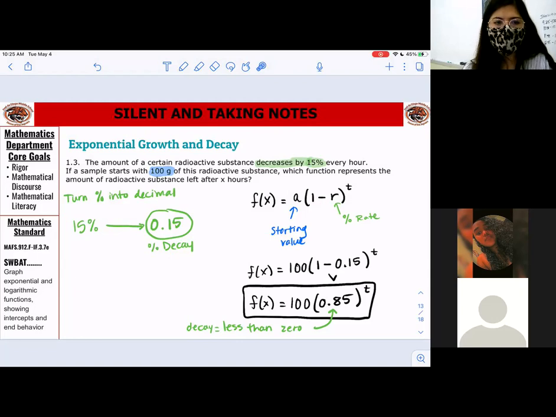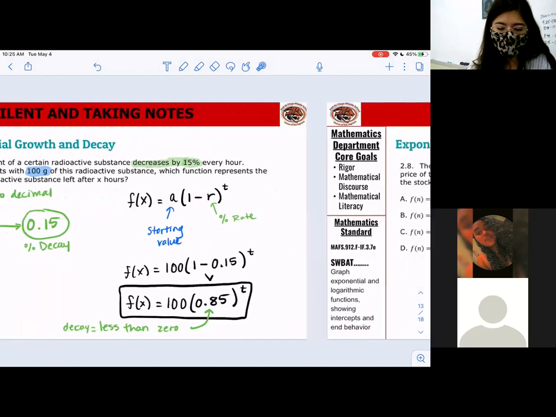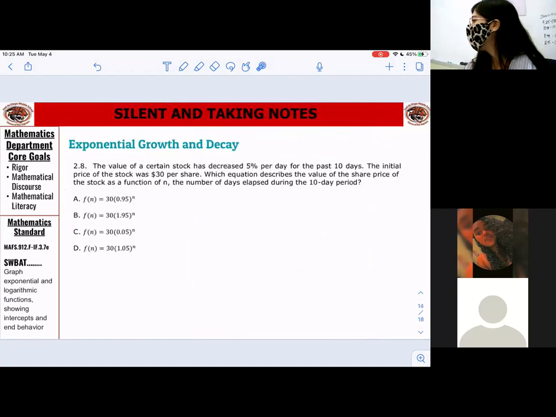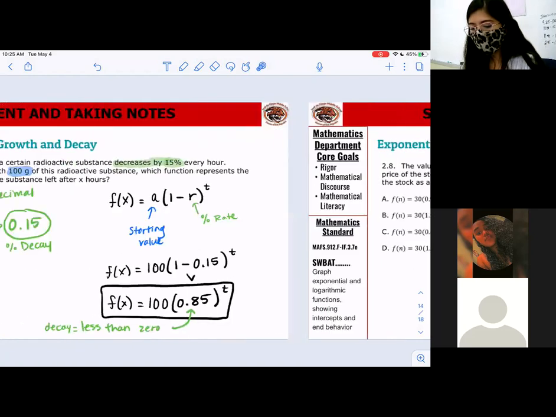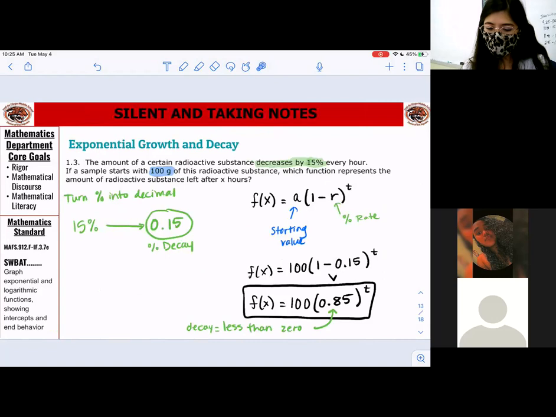So let's see if we have another example with growth. Yeah, what's your question? What happens if it doesn't show a percentage? It will. It will. Because it has to. Because if it's not percentage, then it's not a function. It's not going to be an exponential function. So if they don't show any percentages, then it's not exponential. It's something else.